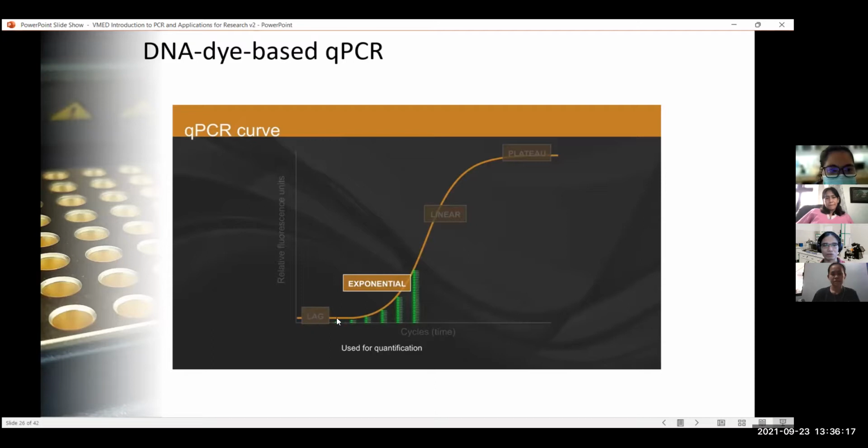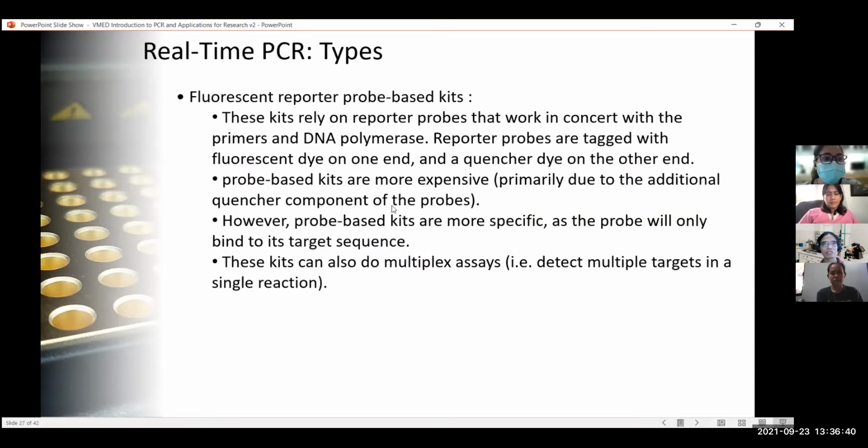So as you progress through the cycles, there's a relative increase in the fluorescence of the reaction. So that's how you will be detecting whether or not the qPCR reaction is positive or negative. If there's amplification, if there's a signal, then it's likely positive. Otherwise, it's negative.